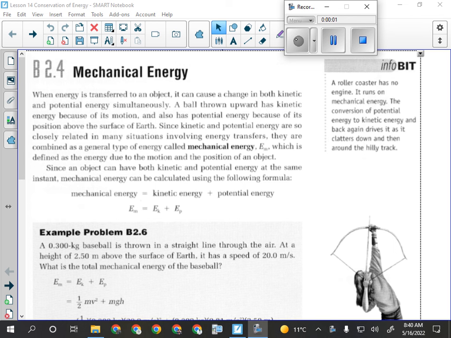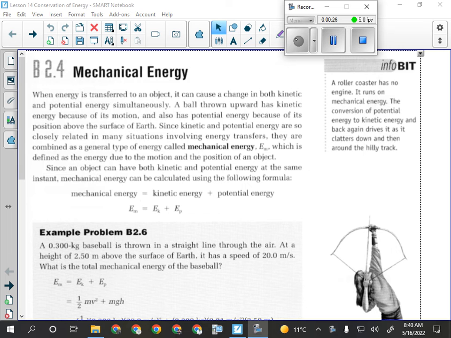So on the first day of this unit, we were talking about different kinds of energy. We talked about nuclear energy, electrical and chemical and all of that. But as I said that first day, the most important type of energy for us in this unit is mechanical energy. And today we're going to look at the conservation of mechanical energy. What is mechanical energy and what does conservation of mechanical energy mean?